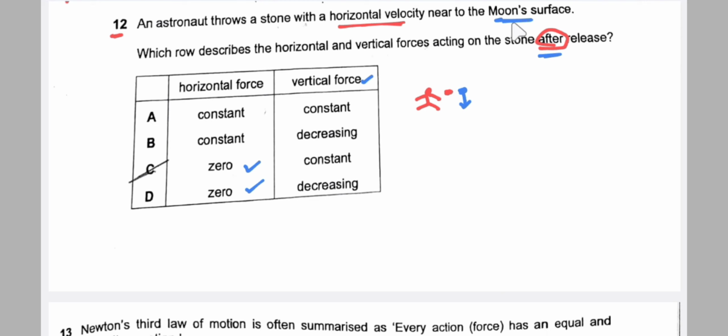Since there is some gravitational field strength on the moon's surface, there must be some weight, that is mass into gravitational field strength. So the vertical force, that is the weight, is constant. Since mass is constant and gravitational field strength is constant, weight is also constant. Therefore the answer is C.